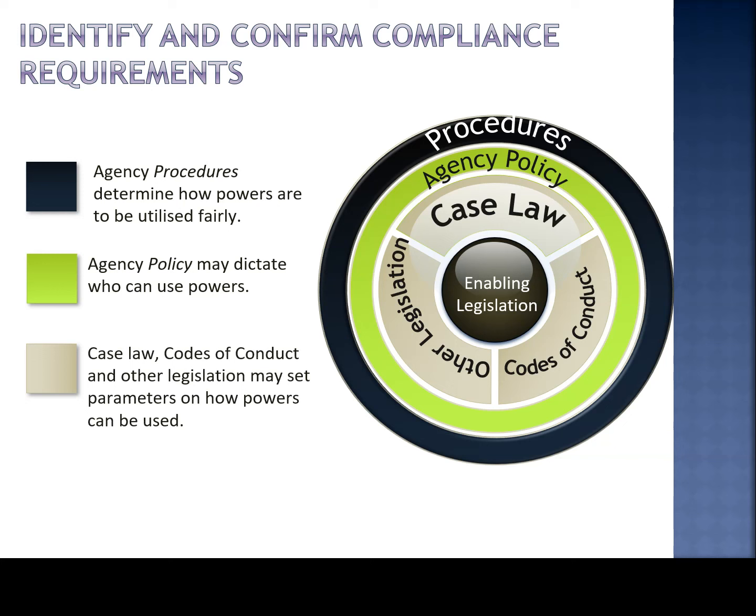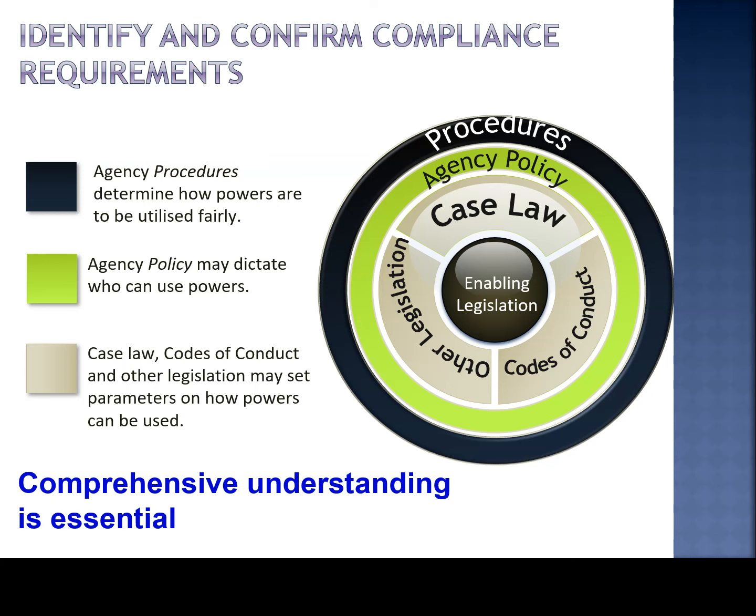Also influencing it will be case law, codes of conduct, and other legislation. So other legislation will be things like privacy legislation. Work health and safety is another one. So you may have under enabling legislation the power to enter onto someone's property. However, because you've got that power to enter onto someone's property, doesn't mean that work health and safety legislation is excluded from the way in which you do that. So other legislation will influence the use of enabling legislation. We'll talk more about that a little bit further on in this unit.